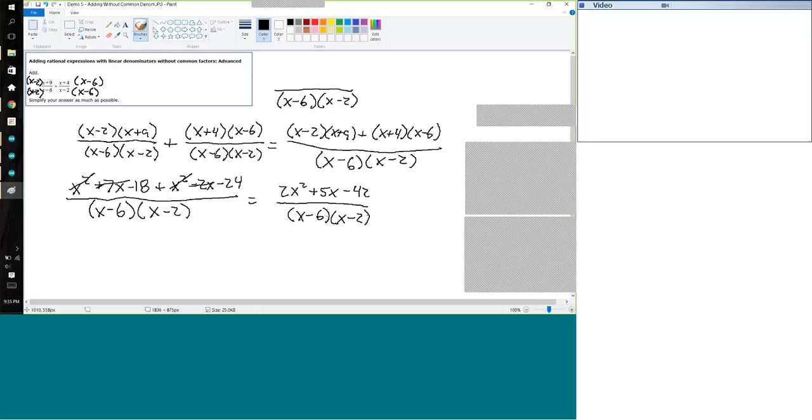If I did the AC method on this, we'd get 2 times negative 42 is negative 84. Then we need factors of negative 84 that add up to make 5. So it'd have to be two things really close together. Shoot, what goes into 84 that'd be really close together? How about something like, let's see, we do 4 and 21, but that doesn't really work. 12 and 7 works, though.